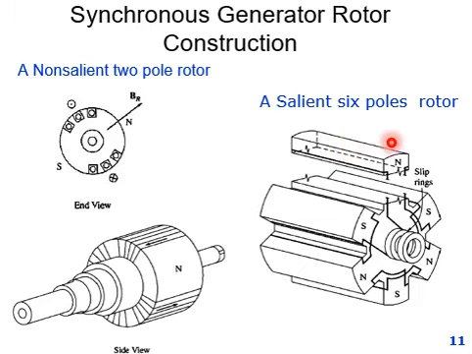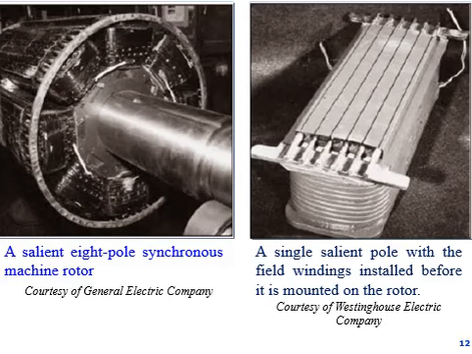A salient 6-pole rotor has 6 poles, 3 north poles and 3 south poles, which can be seen from this figure. And this figure also shows the 8-pole salient rotor, 1, 2, 3, 4, 5, 6, 7, 8, and then a single salient pole with field windings installed before it is mounted on the rotor.